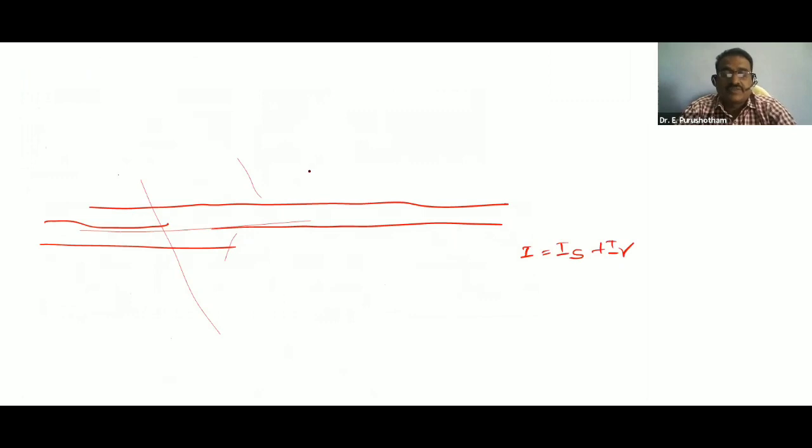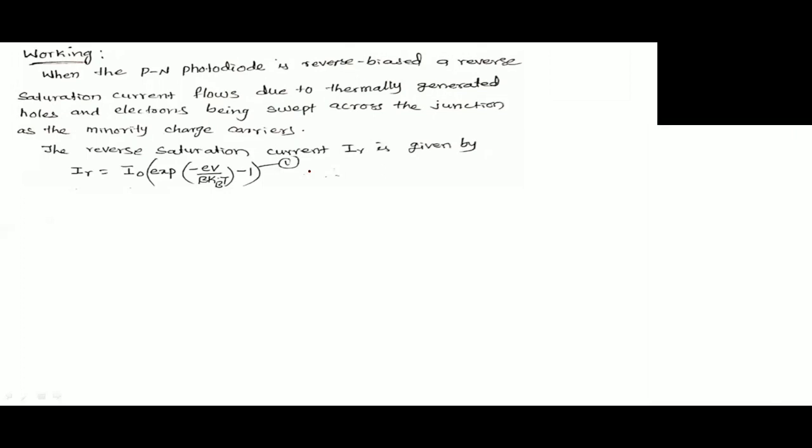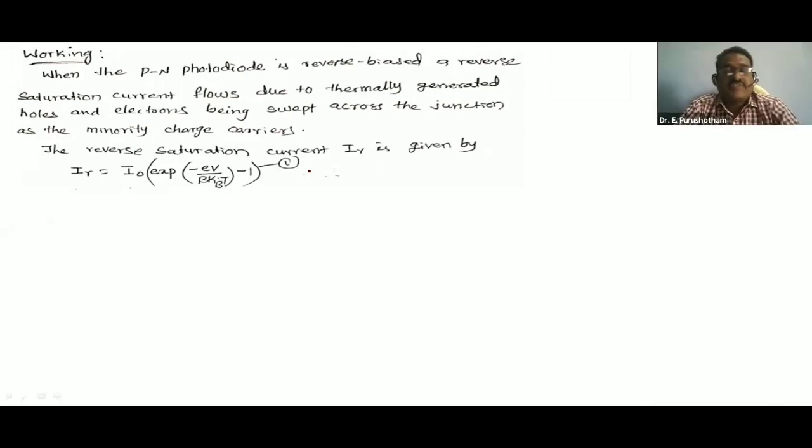This is the construction. Now working: when the PN junction diode is reverse biased, the saturation current flows due to the thermal generation of holes and electrons. That reverse saturation current is given by I_R = I_0 (exp(-eV/βk_BT) - 1). e is the electron charge, V is the voltage, β is a constant: 1 for germanium, 2 for silicon. k_B is the Boltzmann constant, T is the absolute temperature, and I_0 is the dark saturation current.